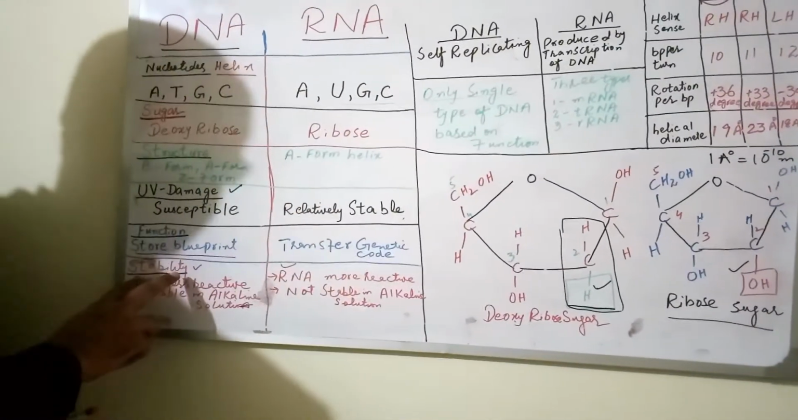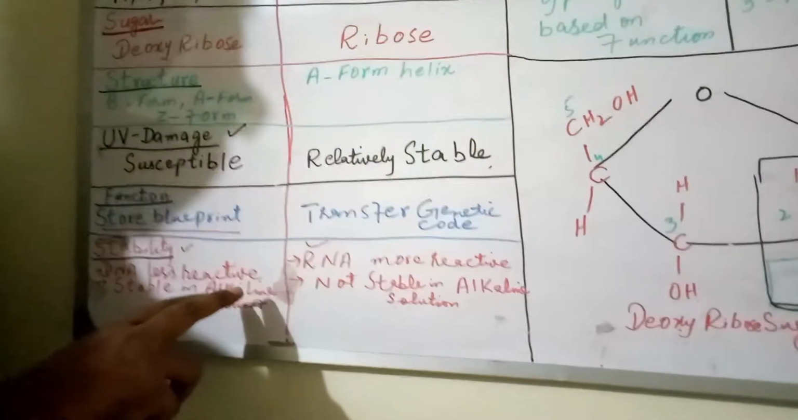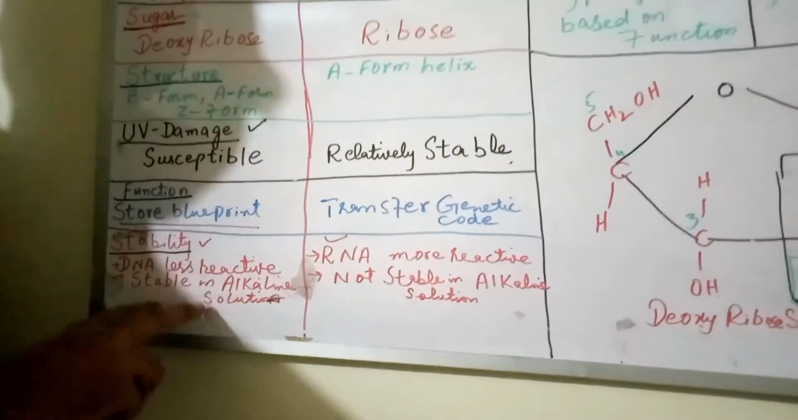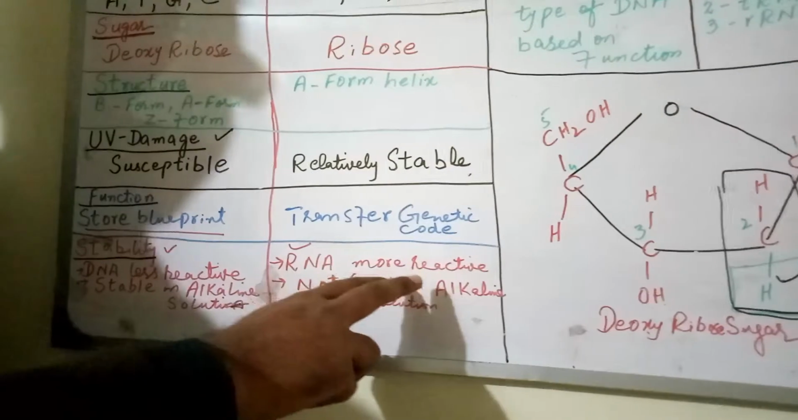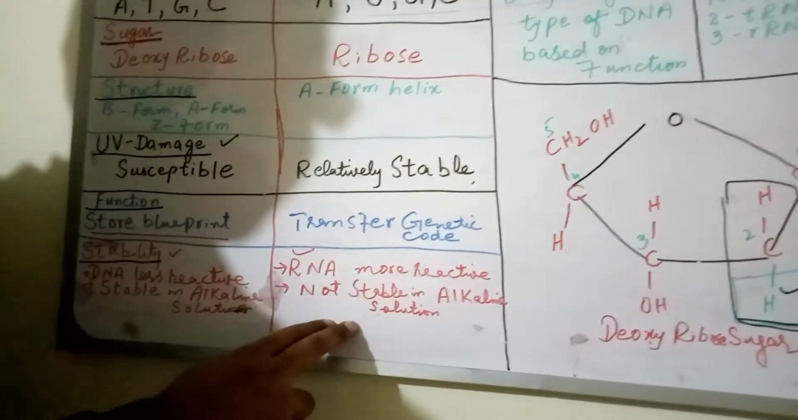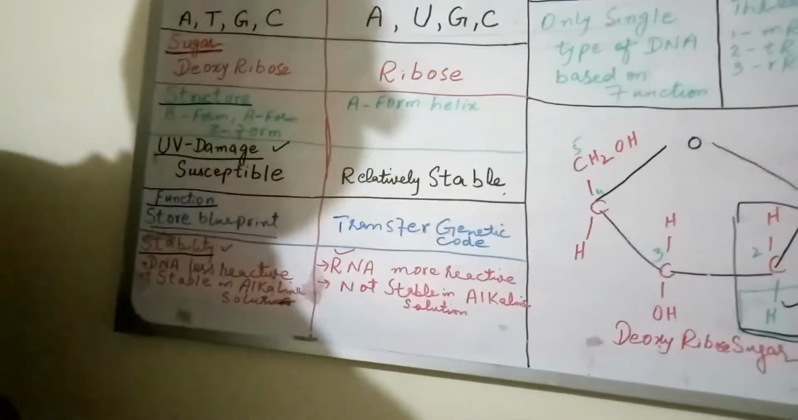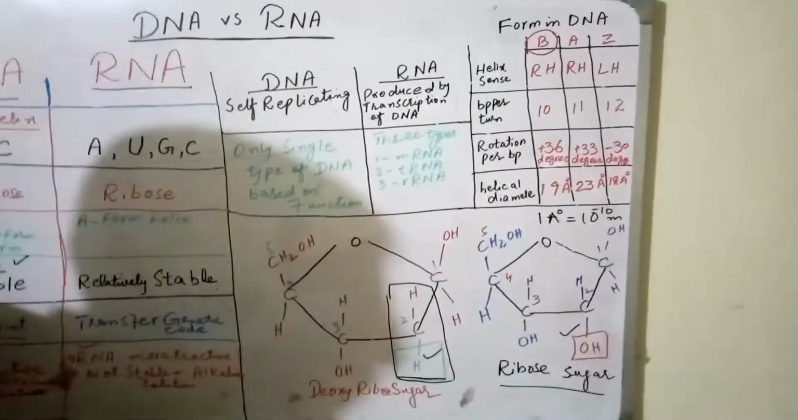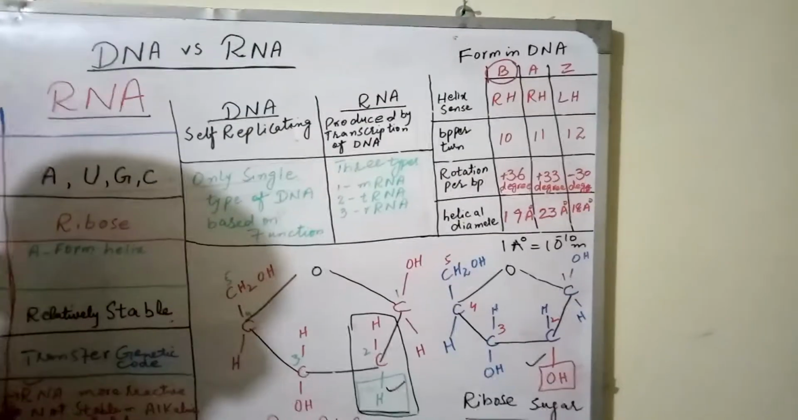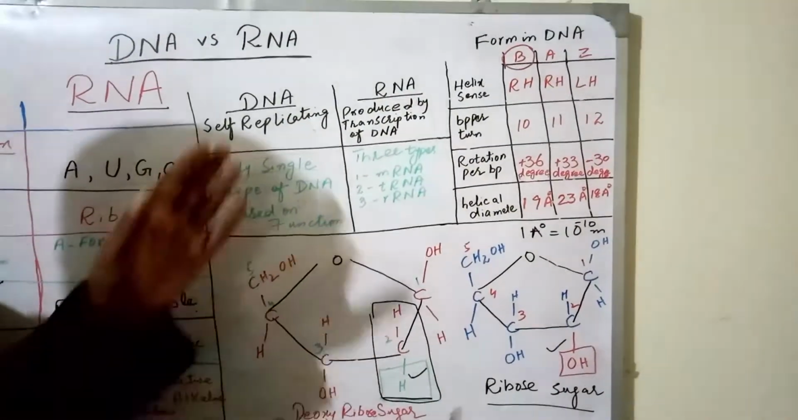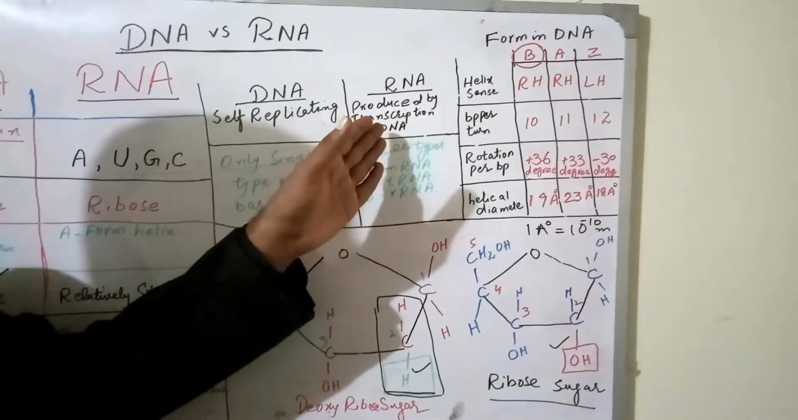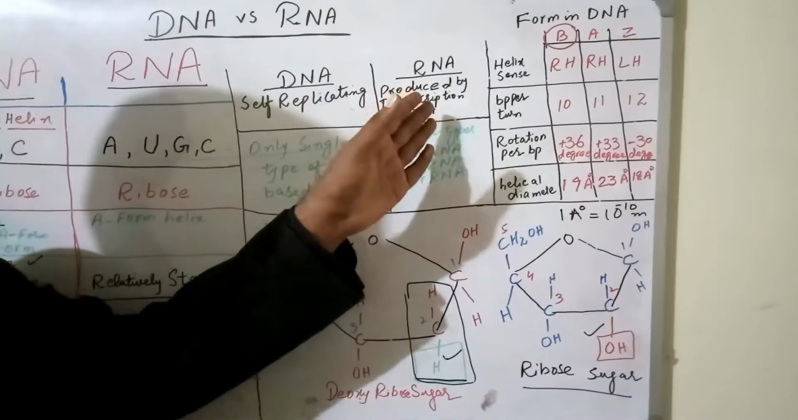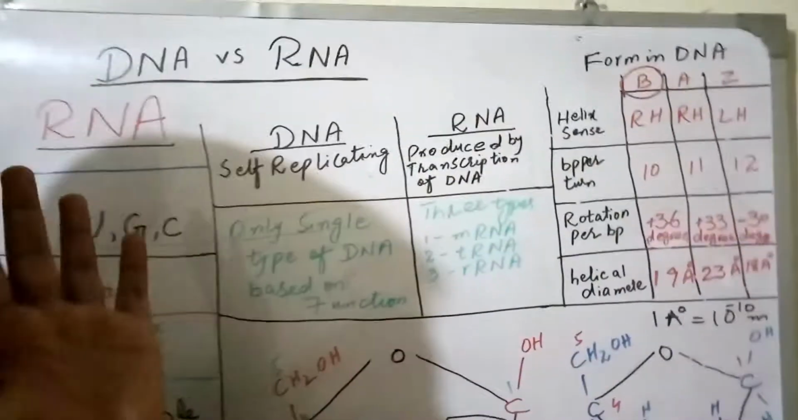According to stability, DNA is less reactive and is more stable in alkaline solution, while RNA is more reactive and is not stable in alkaline solution. If we see according to copy, DNA is basically self-replicating, while RNA is not self-replicating, and it is produced by the transcription of DNA.